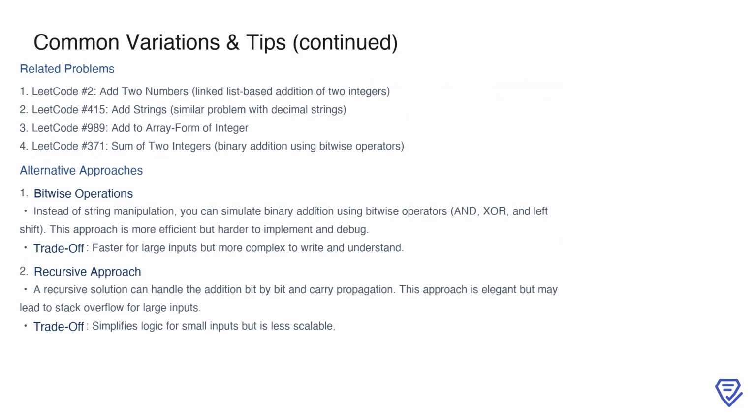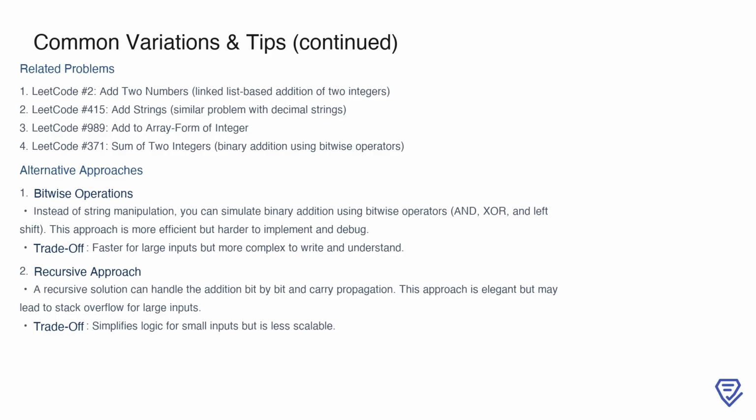This problem also shares similarities with other coding challenges, so practicing related problems can deepen your understanding. For instance, LeetCode number 2, Add Two Numbers, involves adding integers represented as linked lists. Another similar problem is LeetCode number 415, Add Strings, which deals with addition in decimal rather than binary. LeetCode number 989, Add to Array Form of Integer, and LeetCode number 371, Sum of Two Integers, which uses bitwise operators, are also worth exploring.